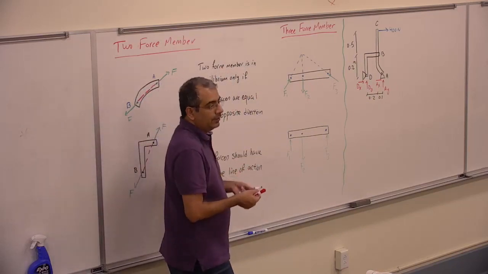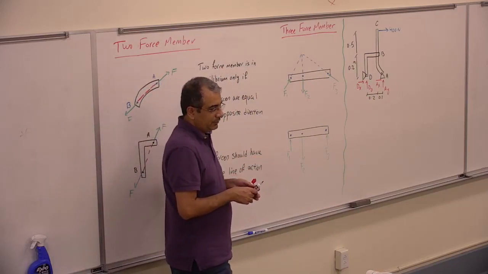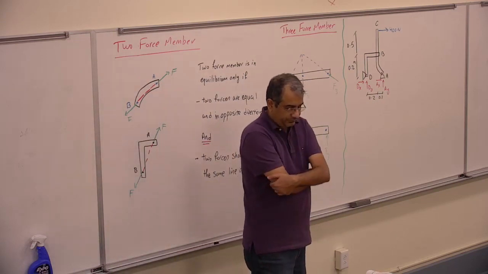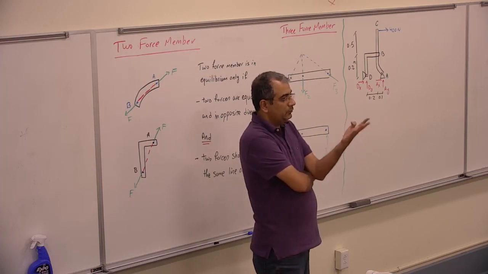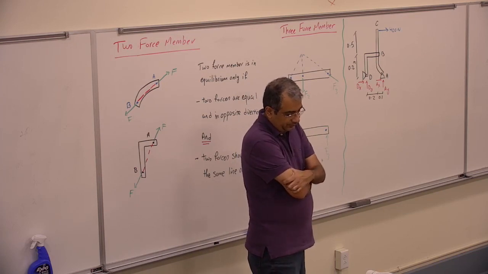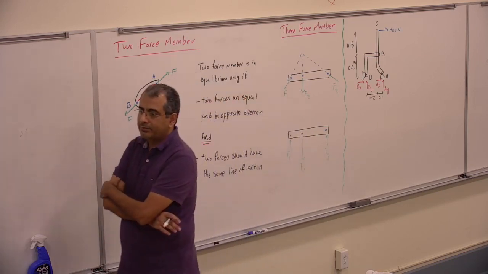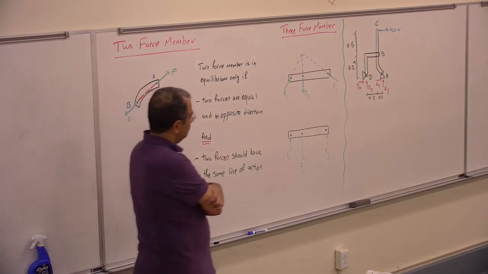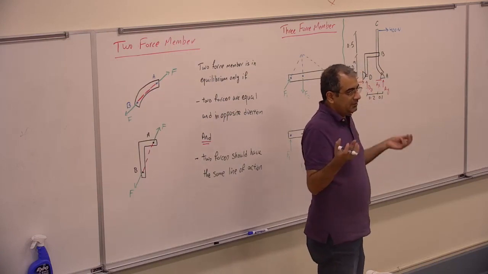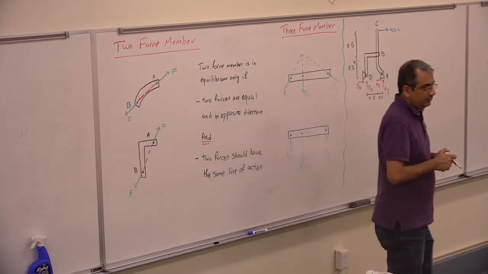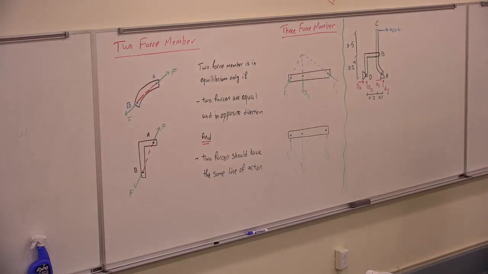What am I going to do with that? I only have three equilibrium equations. Solve at the same time? Doesn't matter. If I have three equations and four unknowns, I have to find some other relationship between these four forces. So I have to find one more relationship.